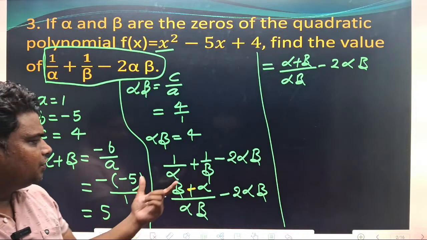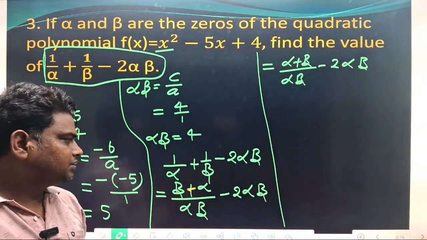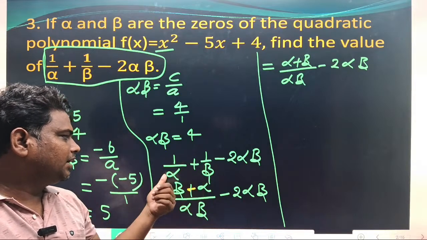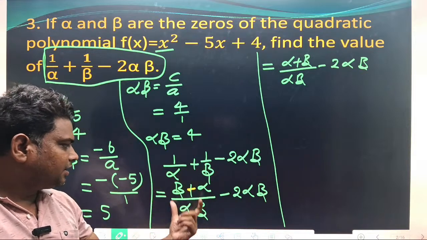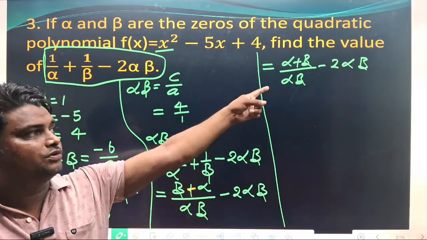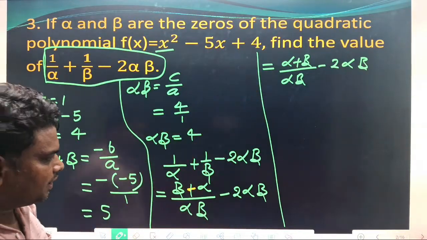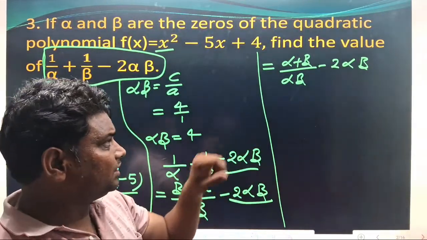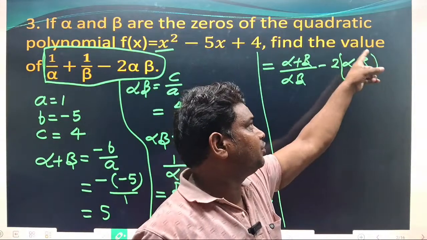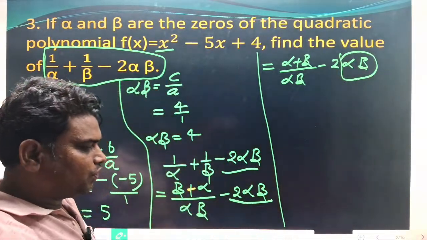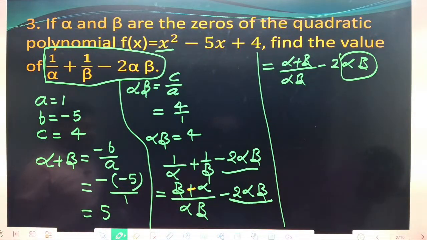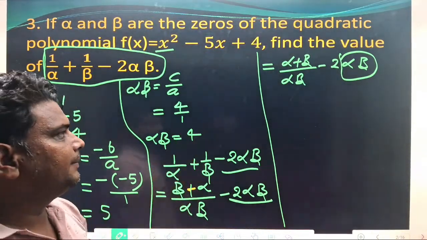Using addition of fractions, you cross multiply alpha and beta, and it converts into the sum of zeros and the product of zeros. So we just convert 1 upon alpha plus 1 upon beta into the form of sum of zeros and product of zeros.